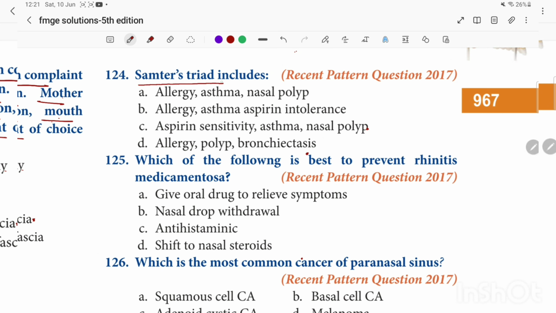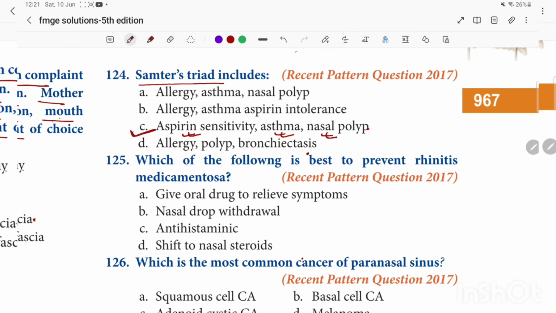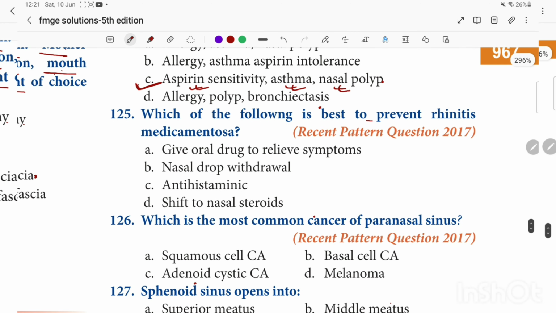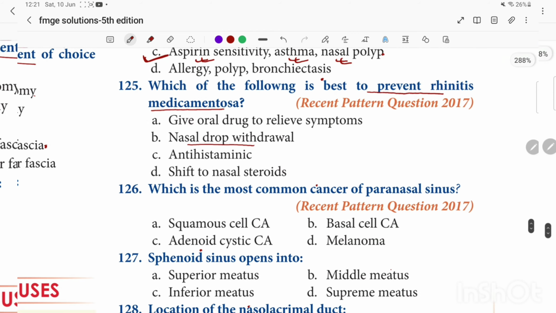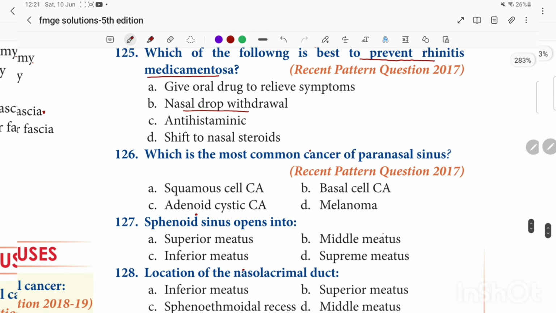Samter's triad includes aspirin sensitivity, asthma and nasal polyp. Which of the following is the best prevention of rhinitis medicamentosa? Nasal drop withdrawal is the best way to prevent rhinitis medicamentosa.